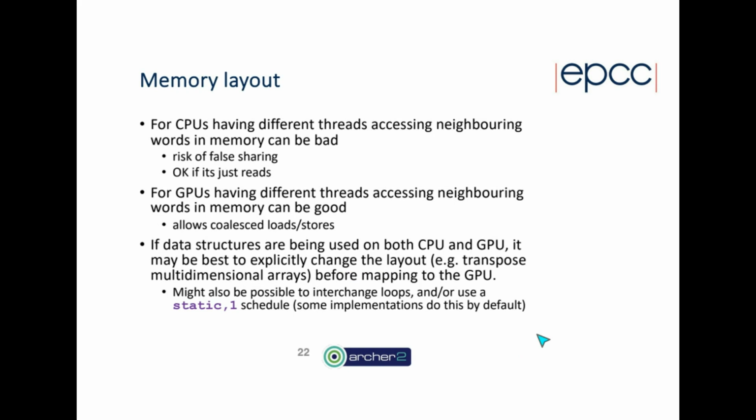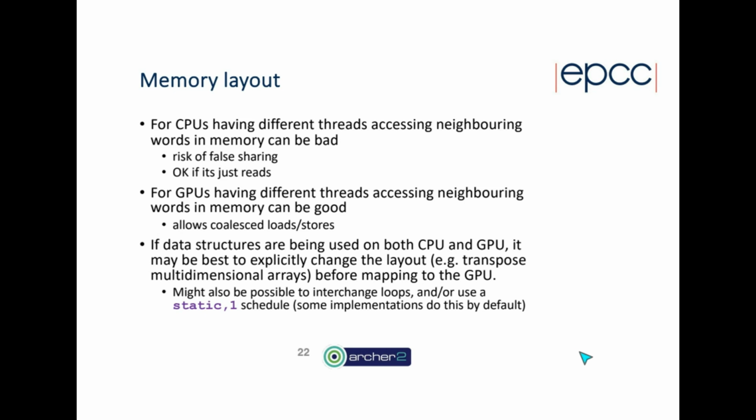Another performance consideration is down to memory layout, and the way that threads access data. If you think about it, for CPUs, having different threads accessing neighboring words of memory is essentially a bad idea, because that's where you have a risk of false sharing. It doesn't matter if it's just reads, but as soon as any of those operations are write operations, you run the risk of triggering the cache coherency mechanism and having false sharing, like we talked about yesterday.